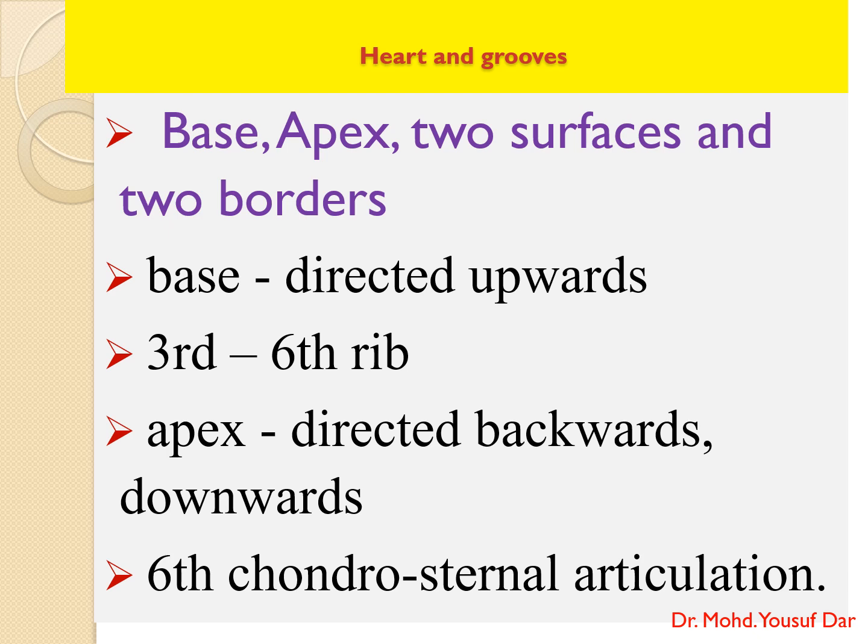The base of the heart is directed upwards and it extends from third to sixth rib in case of ox or cattle, whereas it varies in other species like in equines, carnivores, etc. The apex is directed backwards and downwards and it is present opposite to the sixth chondrosternal articulation.